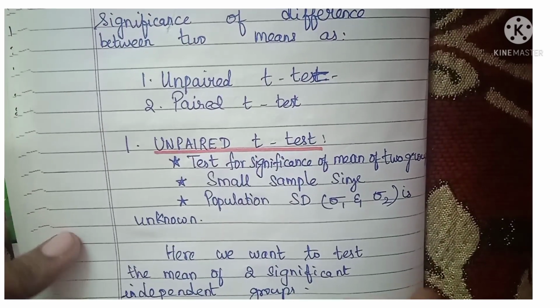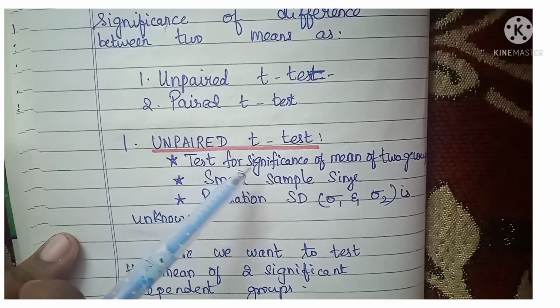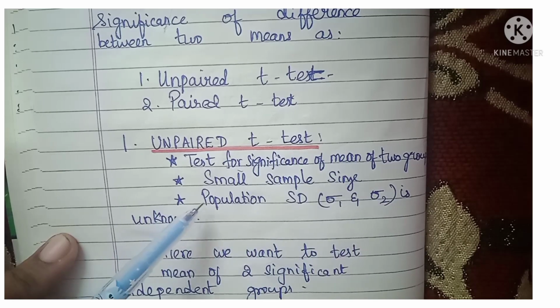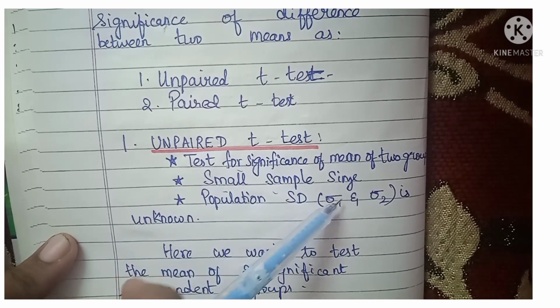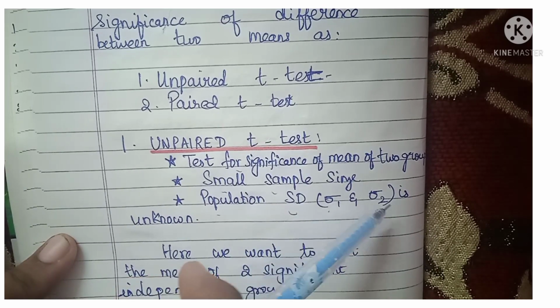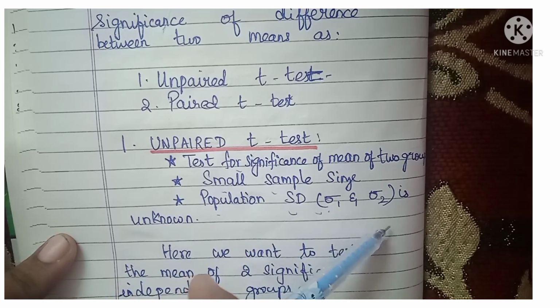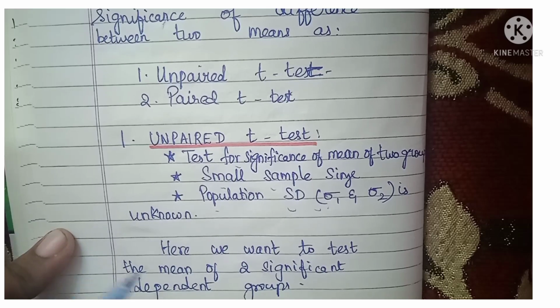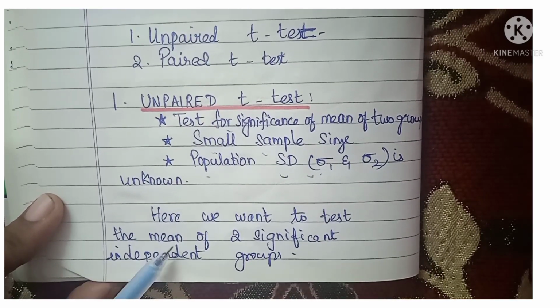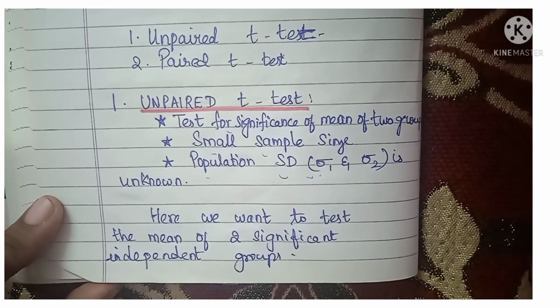Unpaired t-test: it will be testing the significance of mean of two groups. It is used in small sample size. Population standard deviation is unknown, that is standard deviation 1 and standard deviation 2. Sigma 1 is the standard deviation of the first group, sigma 2 is the standard deviation of the second group. So you don't know, it is unknown. Here we want to test the mean of two independent groups. The two groups are independent, they are not dependent groups.